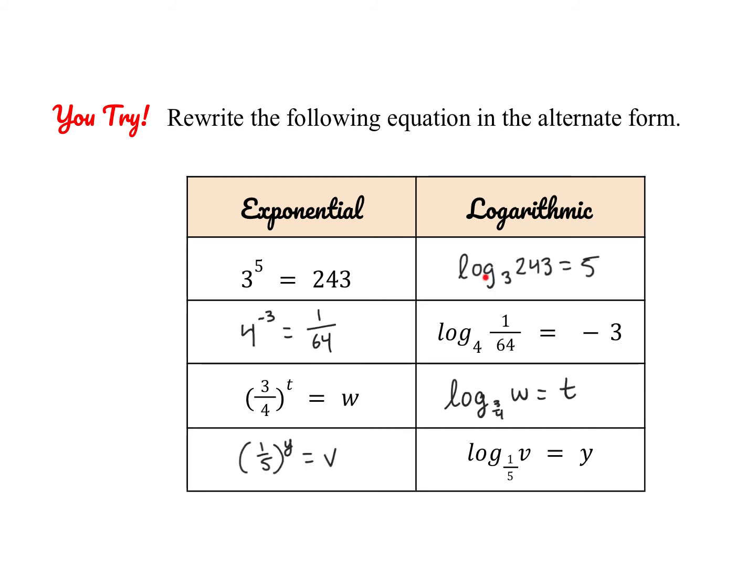All right, check here for this first one. You should have log base 3 of 243 equals 5. Here you should have 4 to the power of negative 3 equals 1 over 64. Here log base 3/4 of w equals t. Again, logarithms define your exponent. And here you should have 1/5 to the power of y equals v.